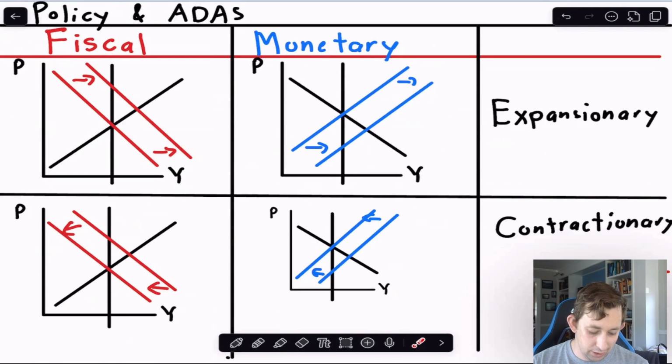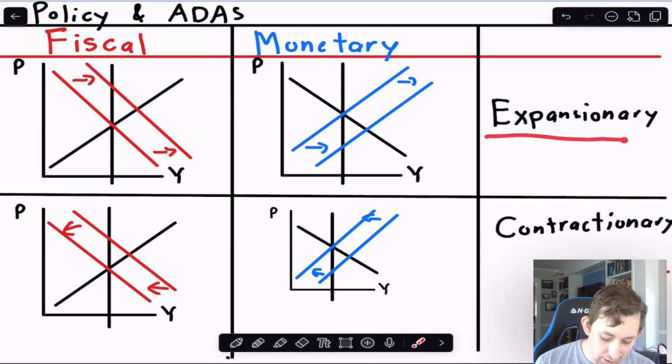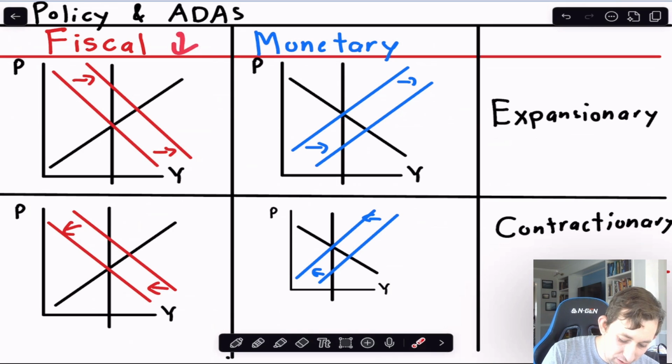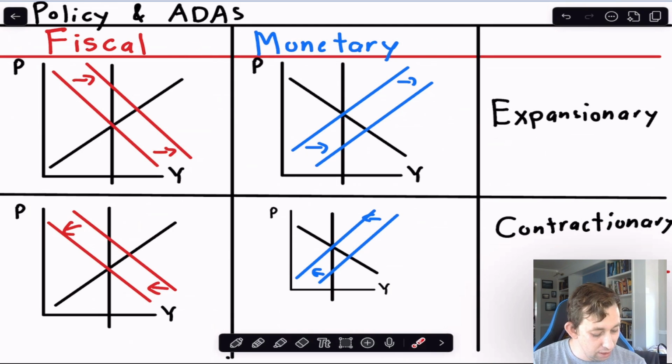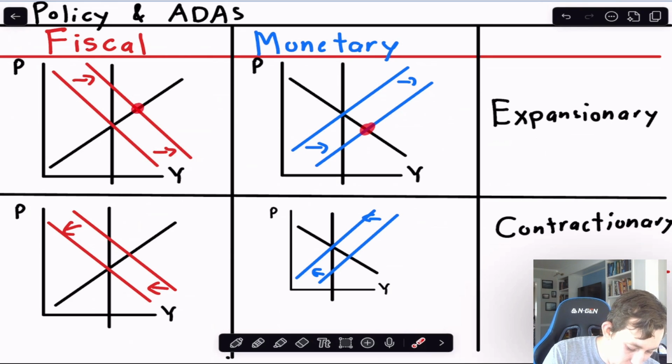So what I've done here on this slide is I've just shown the ADAS curve, where I basically put all the other curves except for the one we're moving in black, where I've shown expansionary policy in this row, contractionary policy in this row. This column is fiscal policy, this column is monetary policy, and as you might expect, again, if we're doing expansionary, then where we end up in terms of where the short-run aggregate supply curve and short-run aggregate demand curve intersect should be at an output level that's higher than what we had before, and you can see that with these two graphs on top.